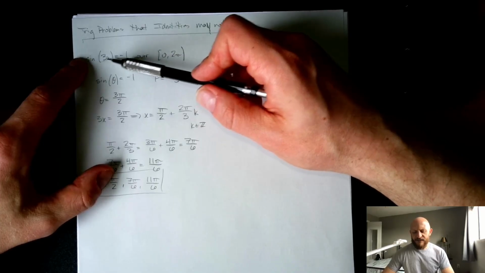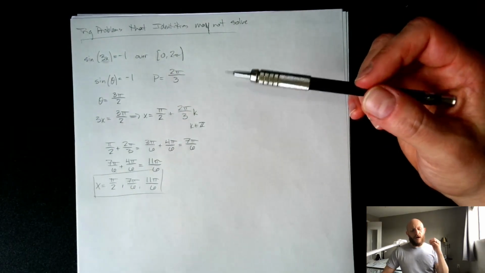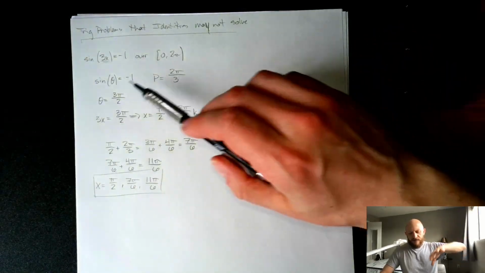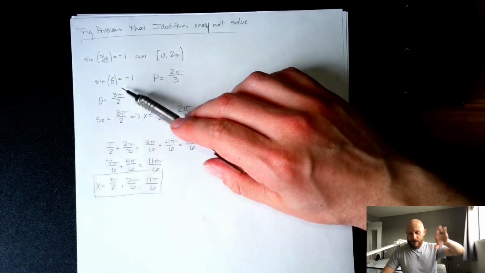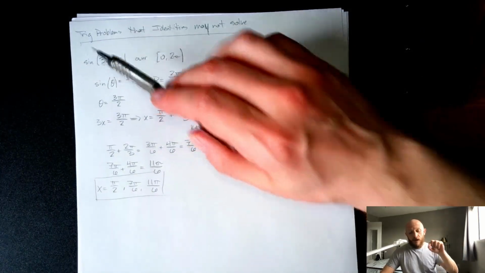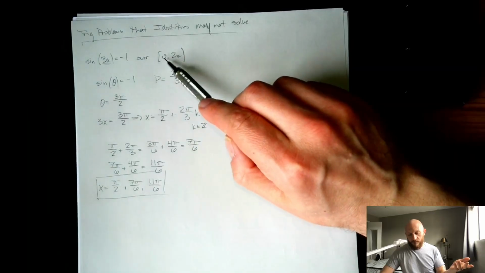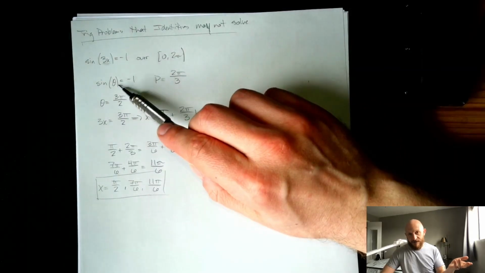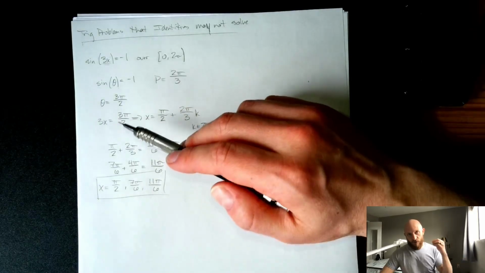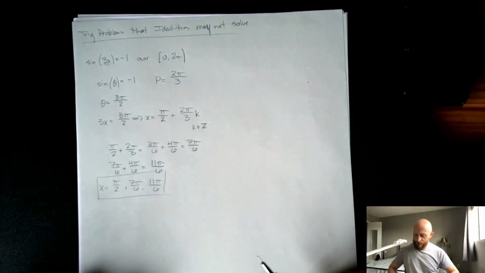Sine of 3x, this 3 in here, you can think of it as speeding up the sine function. So in the time that it takes sine theta to complete one period, sine of 3x completes 3 periods. So if sine of theta had one solution to this equation over the interval from 0 to 2 pi, sine of 3x should have 3 times as many solutions. So it makes sense that we have 1, 2, 3 solutions.